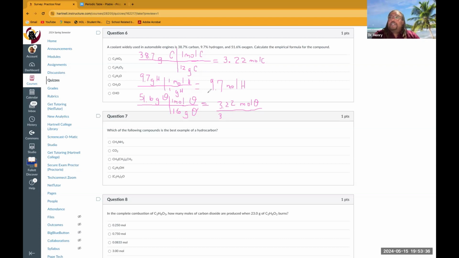Let's do it in a different color. Okay, so that's going to be 1 C. Check my math. 3 H's and 1 O. Okay, so then our empirical formula is going to be C3O.